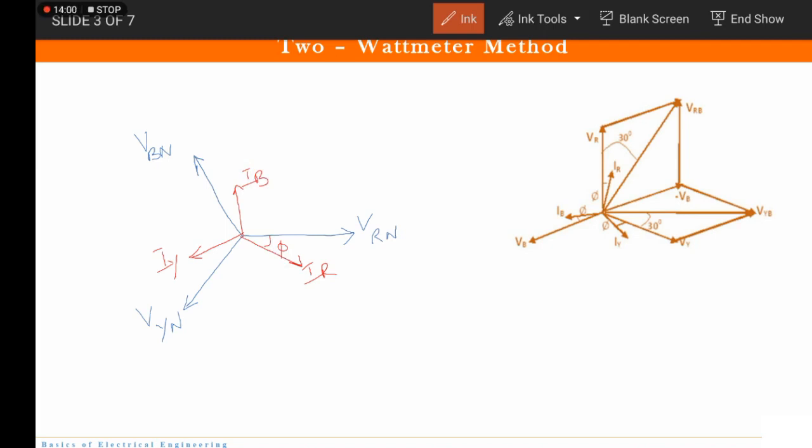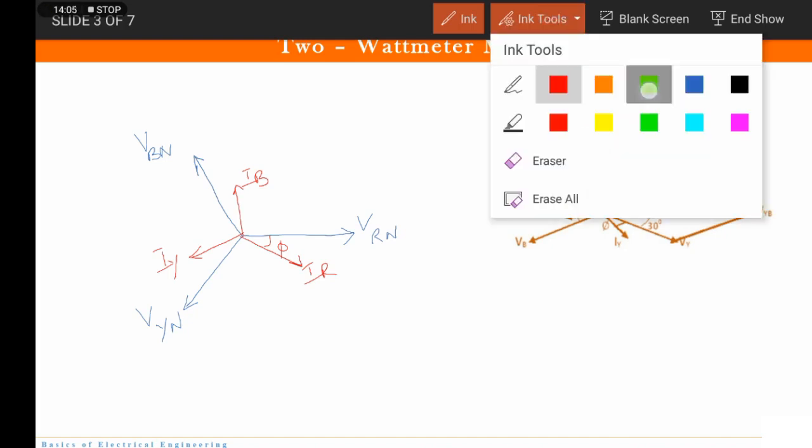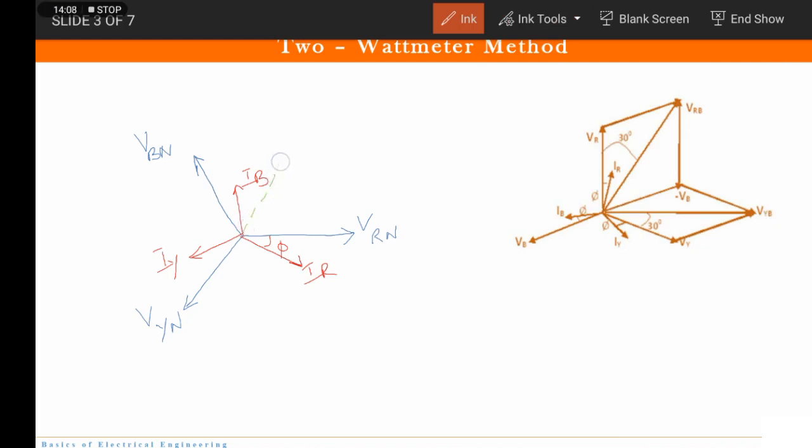Now in order to find the resultant voltage, I am going to extend this. Let me use some other color. So I am going to extend this here. So this becomes minus VYN, which is actually VNY, right? We know that if you reverse the points, the voltage is also reversed. Similarly, I will extend this point here. So it becomes VNB. And here also, this becomes VNR. Okay.